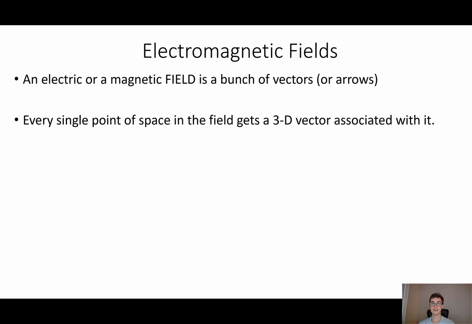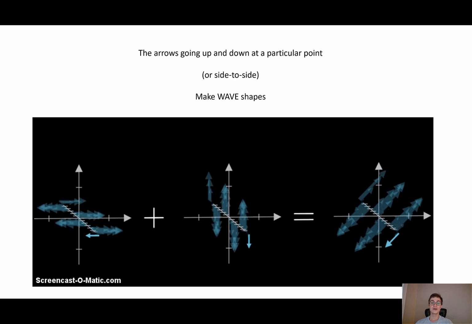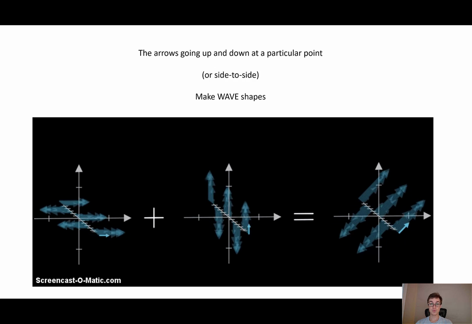So every single point in 3D space has an electric field vector sort of on top of it. This is an example of a possible 3D vector field. So you can imagine that this is the electric field in a box. But we are normally going to pretend like the universe is two-dimensional and not three-dimensional, because it's easier to write down and visualize. Okay, so this is basically what an electric wave looks like.